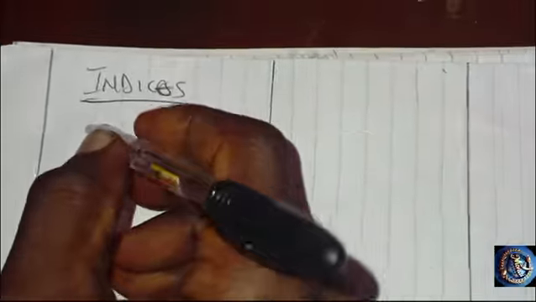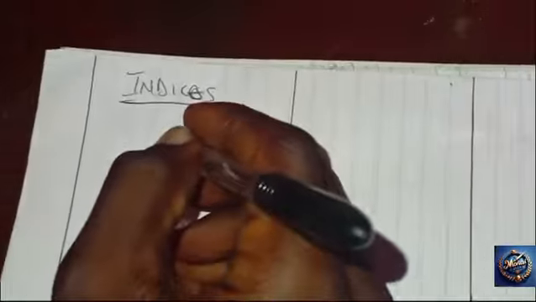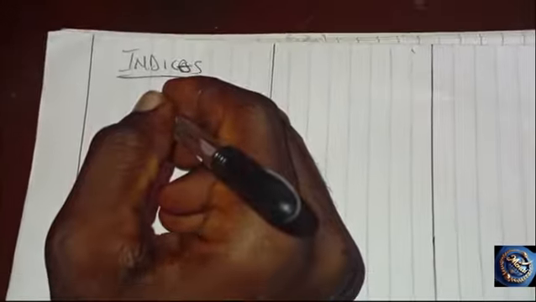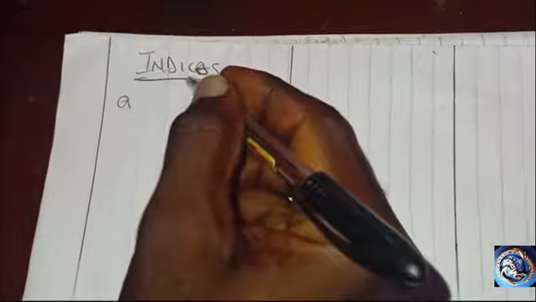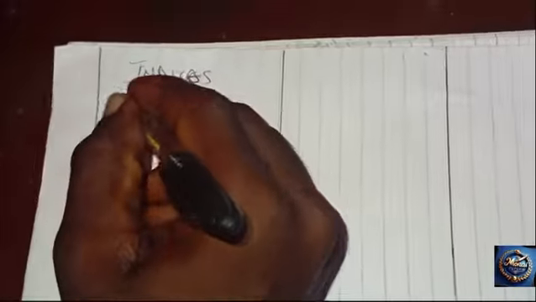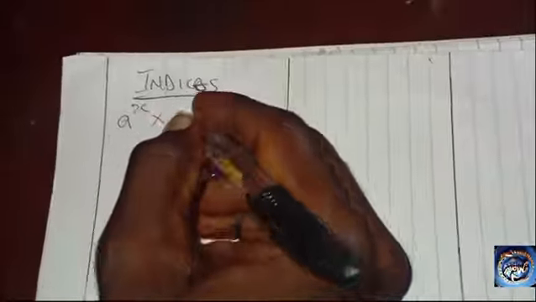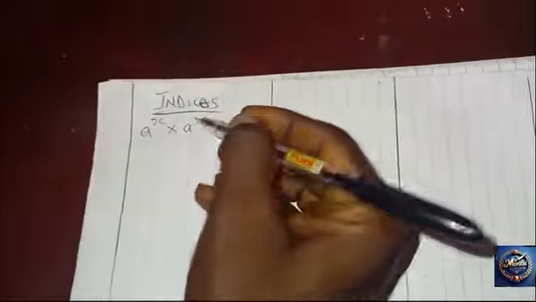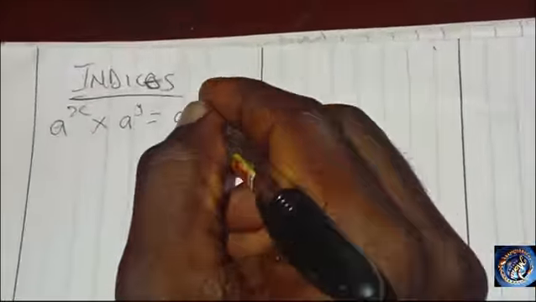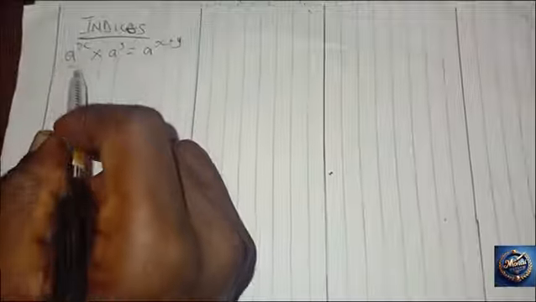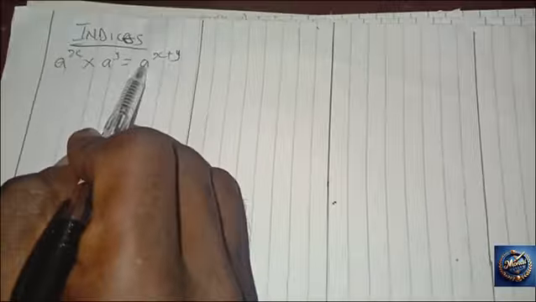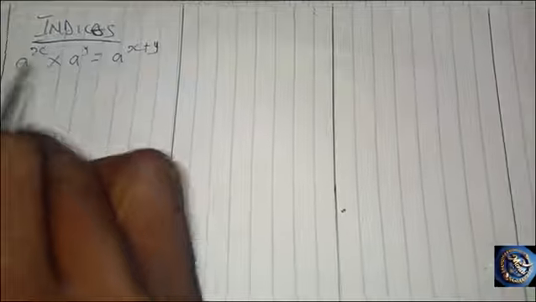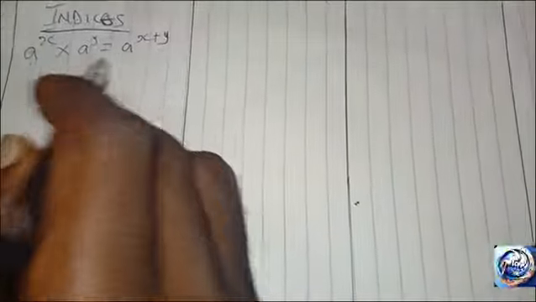We've started before, we talk about the laws of indices. We talk about the 7 laws of indices. We talk about the multiplication law, which says that a raised to the power of x times a raised to the power of y is equal to a raised to the power of x plus y. When you have the same base, the power is added. That is the first law of indices.